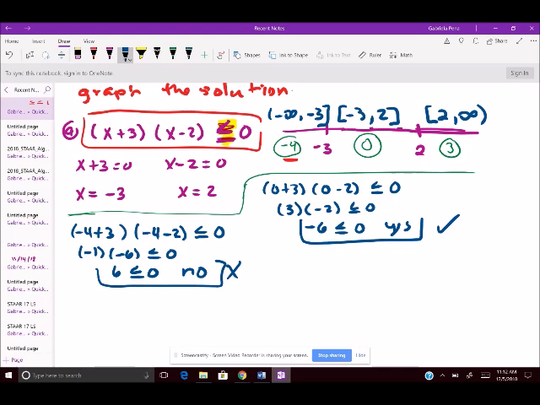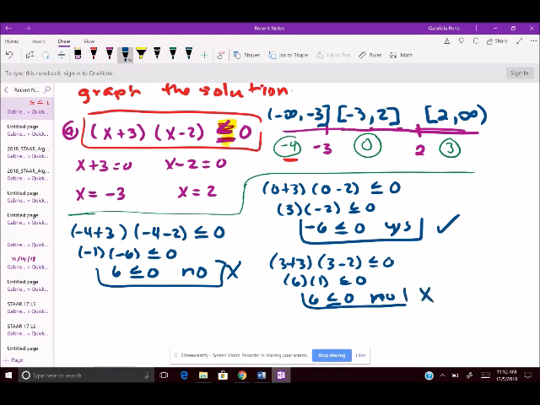And then you check the last one. 3 plus 3 and 3 minus 2, less than or equal to 0. This here becomes a 6. This here is a 1. So once again, is 6 less than or equal to 0? The answer is no.